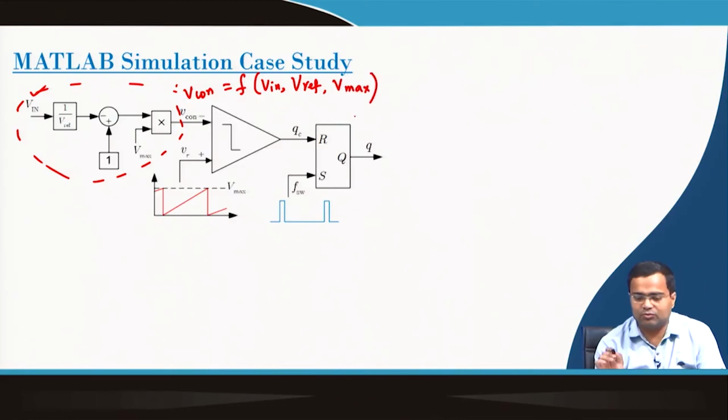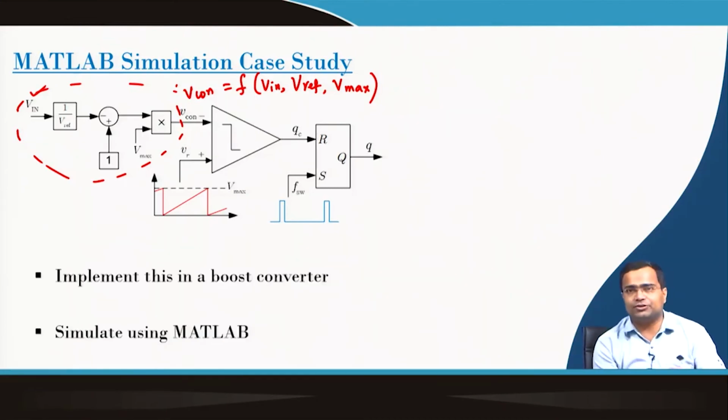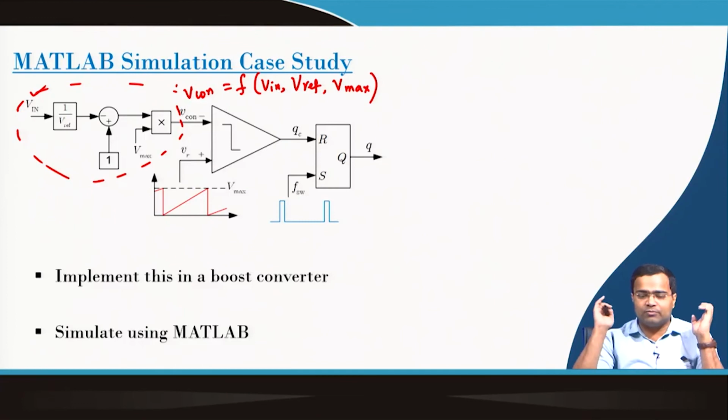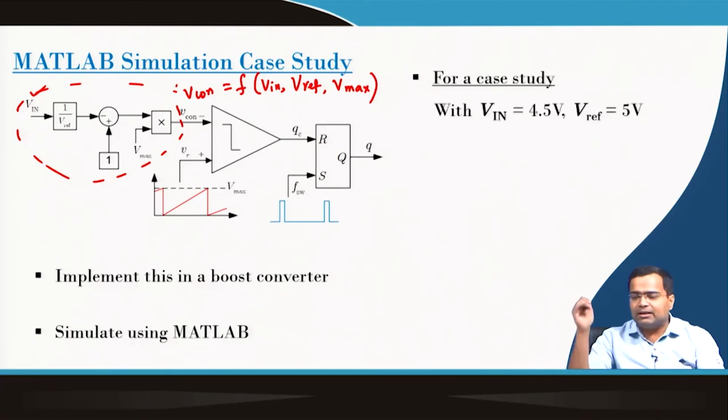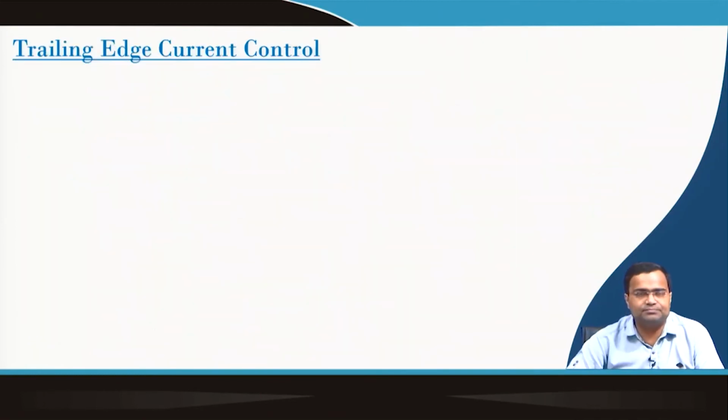With this, we can plug this in and you can implement it in a boost converter, because we have already demonstrated the boost converter case study. Here you can take a synchronous ideal boost converter, simulate it using MATLAB, and take as a case study 4.5 volt input, 5 volt output, and you can see the steady state effect.